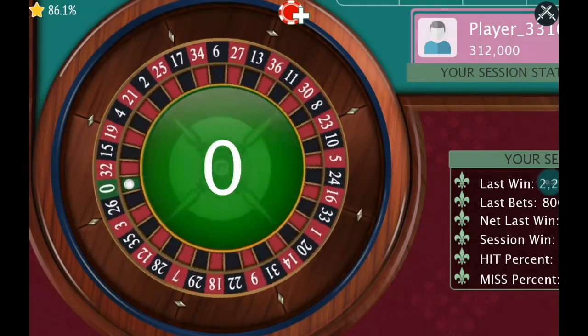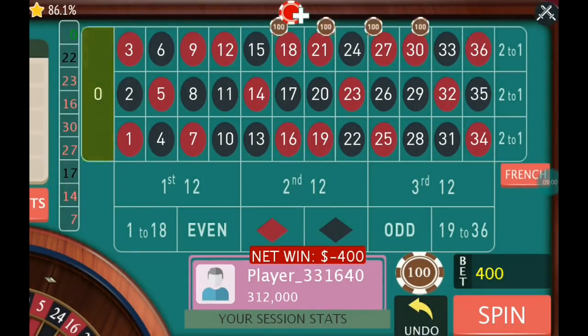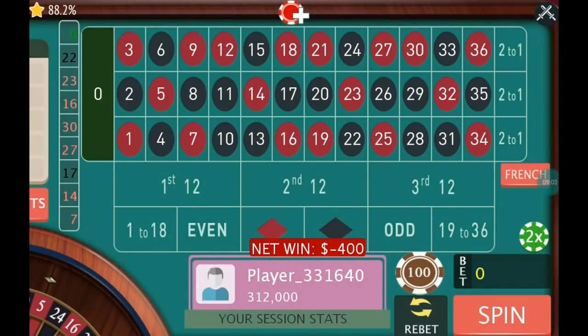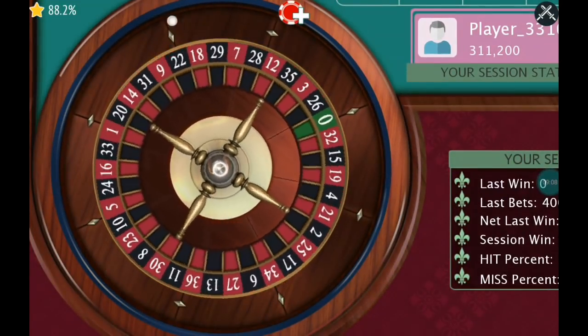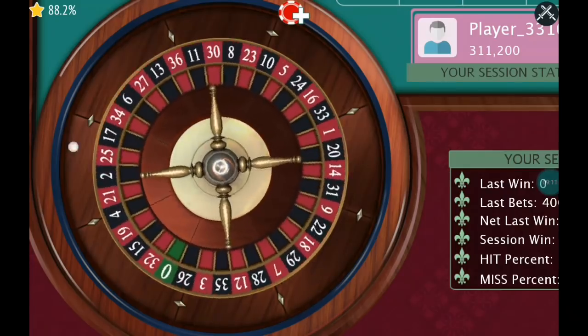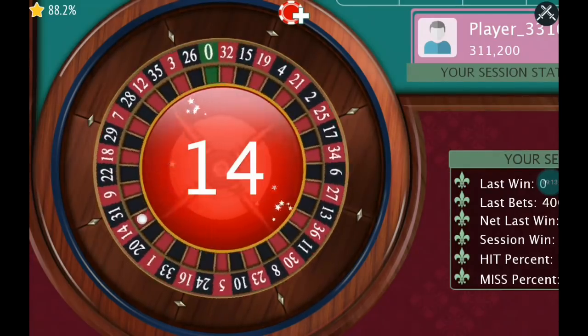It's 0, I lose. Don't worry, 0 is also a part of this table and it belongs to the house, so never mind when there is a 0. Just continue your strategy and wait until you hit your target.